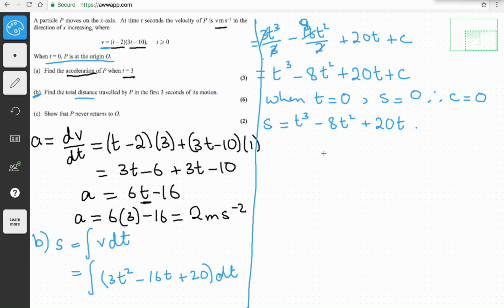Now, we need to find the total distance traveled by P. For the distance, it can be anything. Maybe it went and returned back. So we have to find the displacement every second to make sure that it's traveling in the same direction, or maybe it reverses its direction.